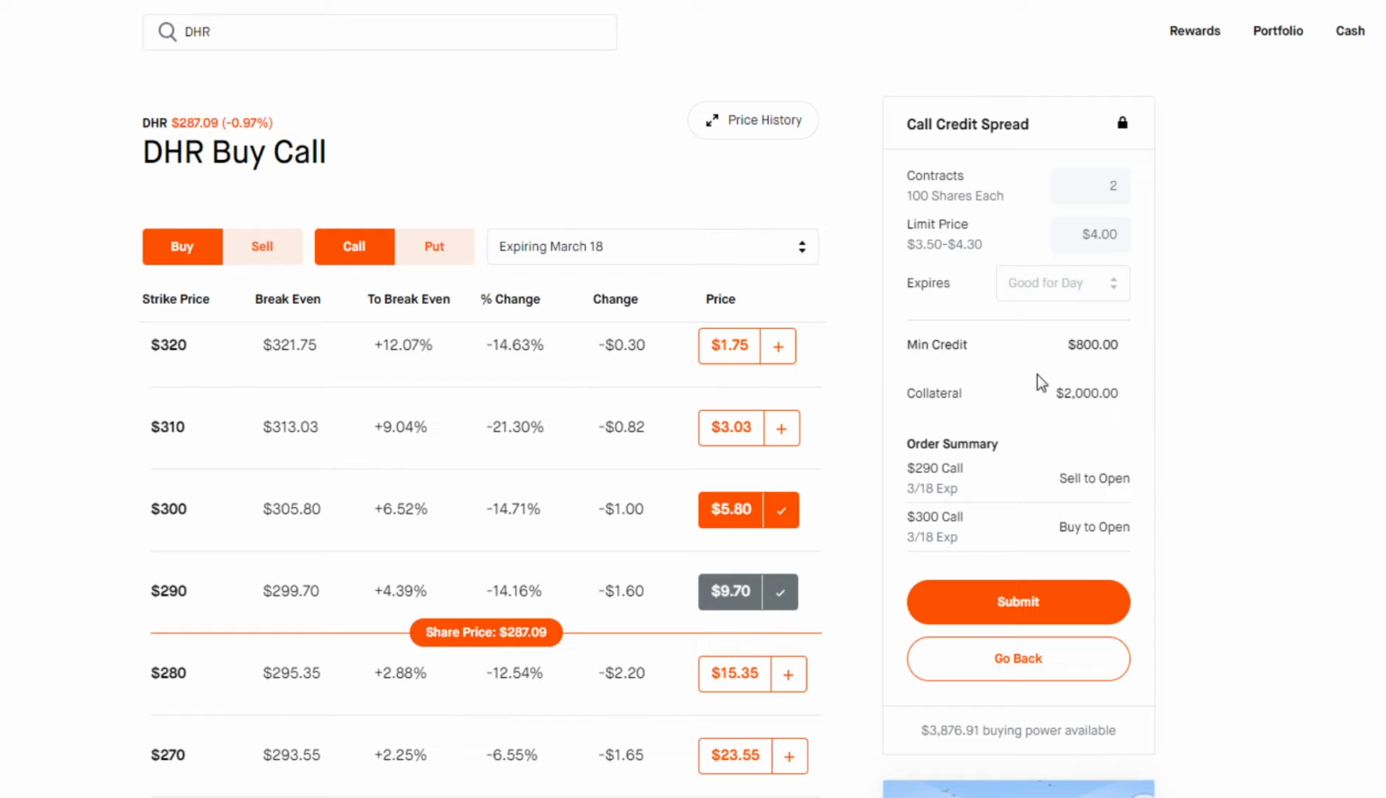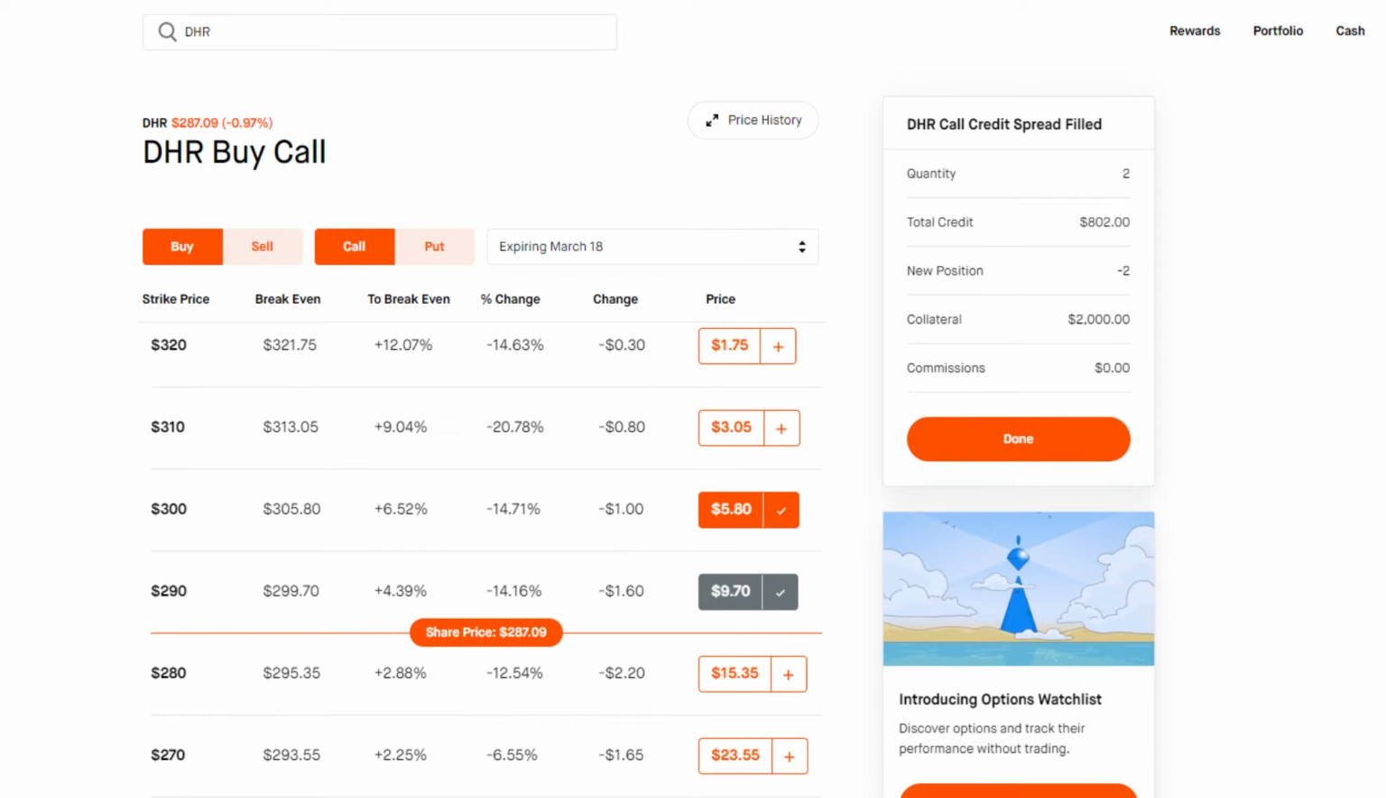I am more than comfortable risking $1,200 on this, even though I know that's the worst case scenario. I'm going to manage this trade along the way. Let's see if I can get filled. Boom, look at that. I got filled real quick. So I received $802 in credit.